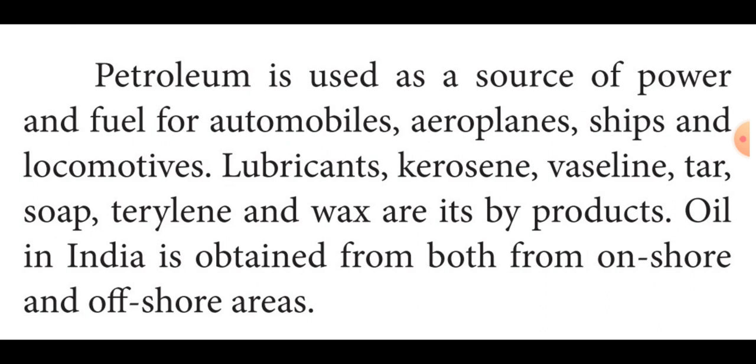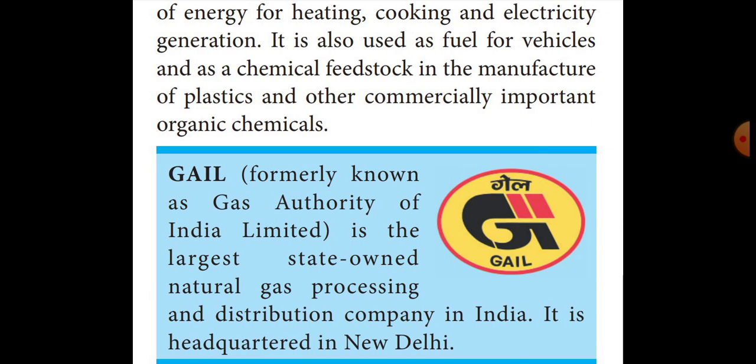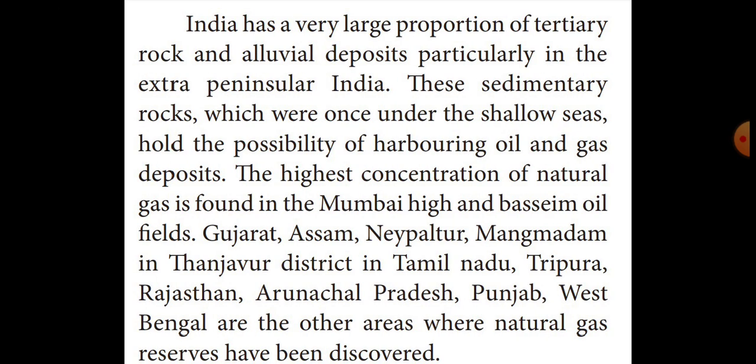Finally we learned about natural gas. Natural gas we can mostly find in the areas of Mumbai High. The highest concentration of natural gas is found in Mumbai High, followed by some other areas, for example Gujarat, Assam, some districts in Tamil Nadu, Tripura, Rajasthan, Arunachal Pradesh, Punjab, West Bengal. These are the important non-renewable energy resources.